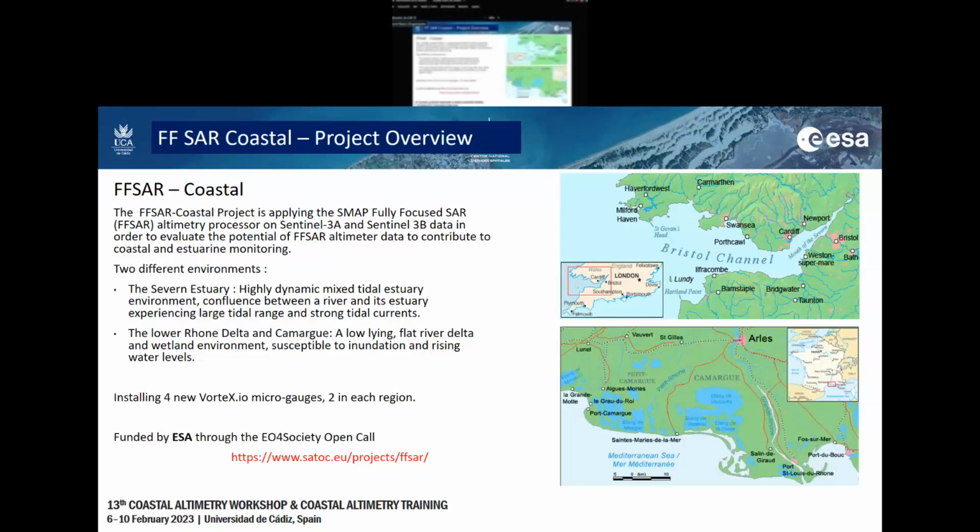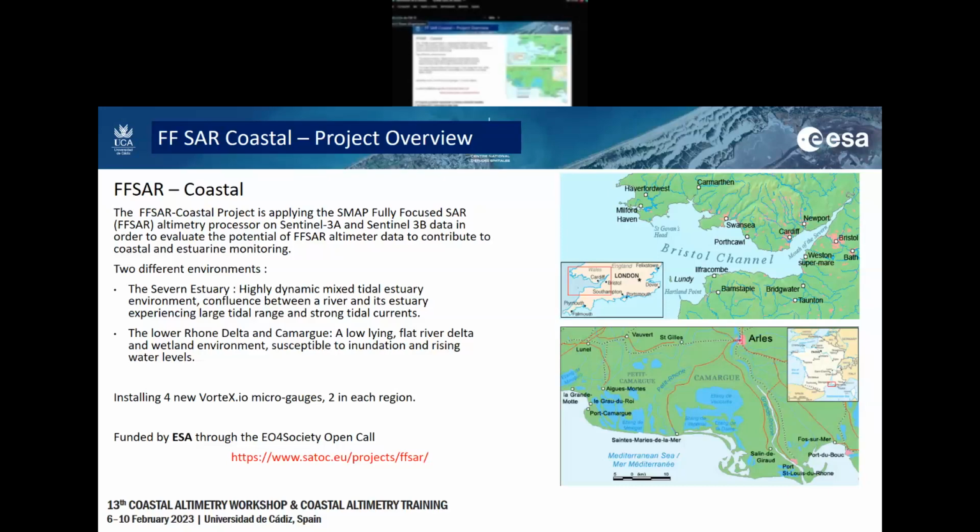And we're looking at two different environments in this case. One is the Severn Estuary in the southwestern UK between England and Wales. This is a highly dynamic environment. It's got very big tides, very big tidal currents, quite strong flows out of the River Severn into the Bristol Channel. And the second one is the lower Rhone Delta and Camargue in the south of France.